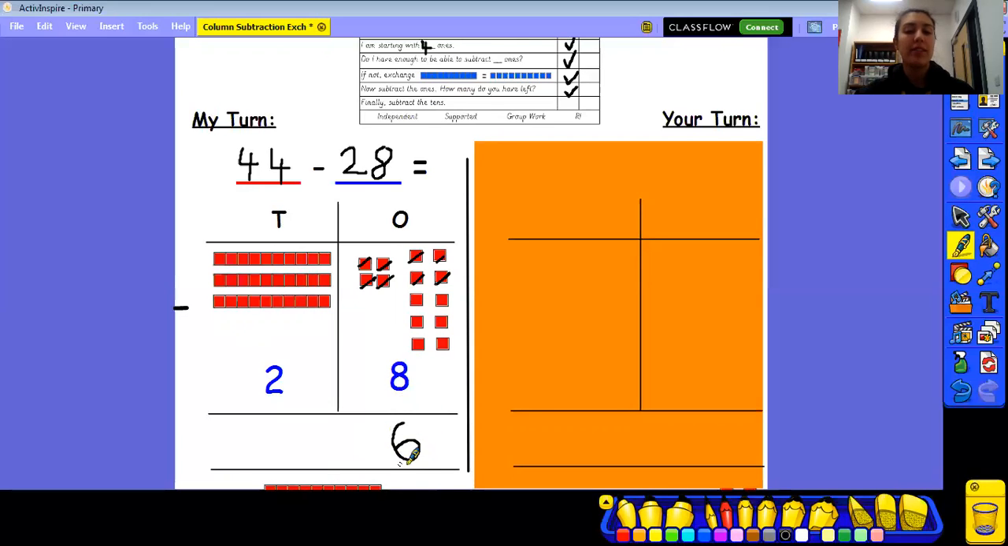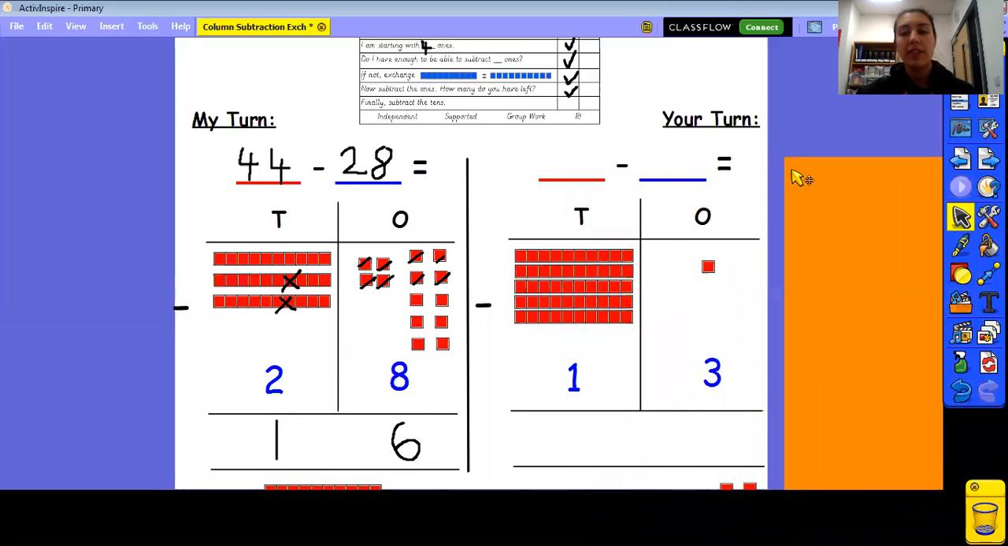When I've worked out how many ones I've got left, then I can move on to my tens. So I'm starting with not 4 tens anymore, because one of my tens was exchanged for 10 more ones. So I've only got 3 tens left, and I'm going to subtract 2 of them. So 1, 2, they have been subtracted, and that leaves me with 1 ten left. So 44 take away 28 equals 16.